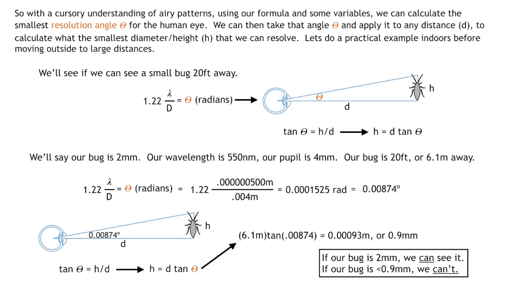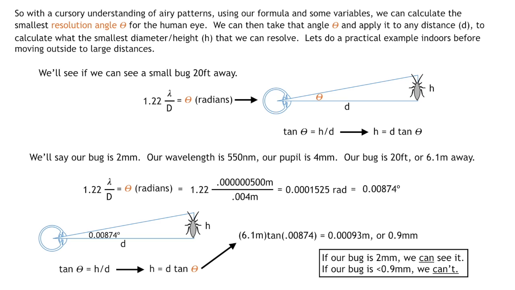So with a cursory understanding of Airy patterns using our formula and some variables, we can calculate the smallest resolution angle theta for the human eye. We can then take that angle theta and apply it to any distance d to calculate the smallest diameter or height of an object that we can resolve. So let's do a practical example indoors before moving outside to a large distance. We'll see if we can see a small bug 20 feet away, for example.